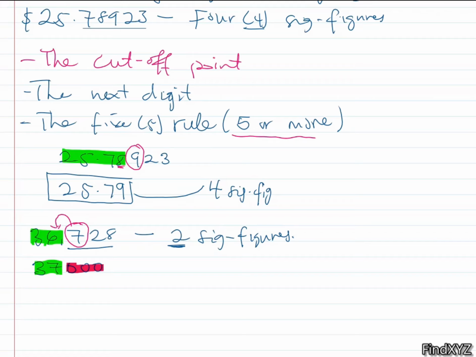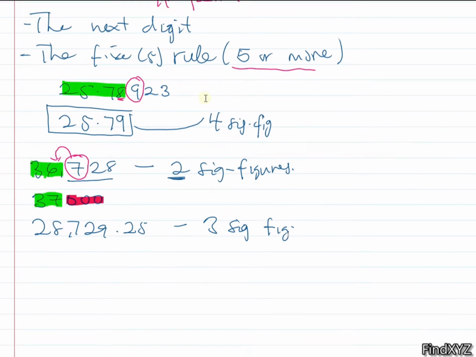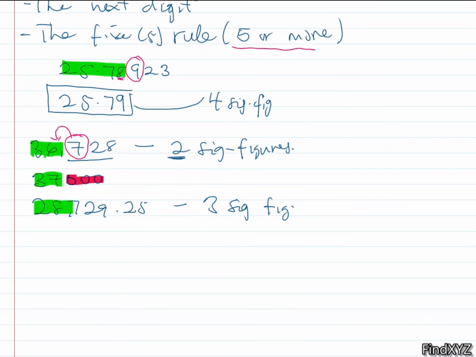Let's take the last example. So for example, 28,729.25, and we are asked to write this in 3 significant figures. The first thing is to identify your cutoff point. So our cutoff point is 3, so the first 3 digits. Then you locate the next digit. What is the next digit? That is 2. Then we apply the 5 rule. Is it 5 or more? Nope, it is less. So this is what we have to do. Whenever there's a decimal point, the zeros are significant. So we only write the zeros with the decimal point. So we have 287. Then we add these zeros: 0, 0. Once you bring the decimal point, it makes the zeros significant. So we still have our 3 significant values.